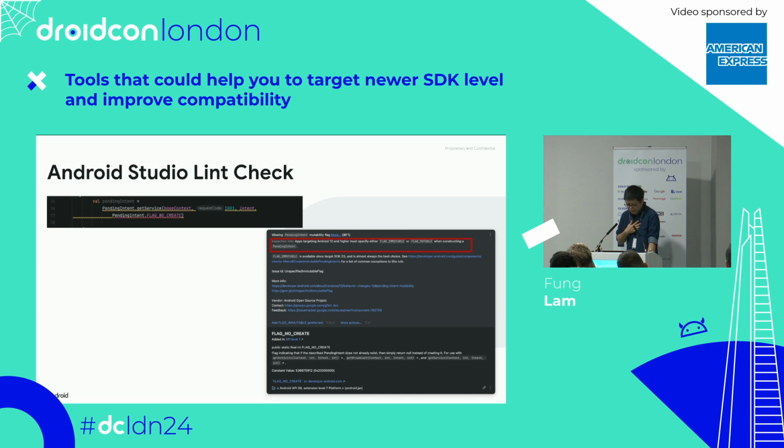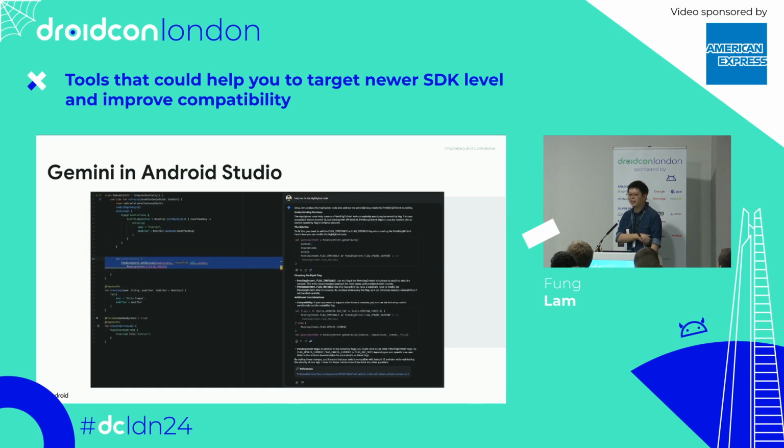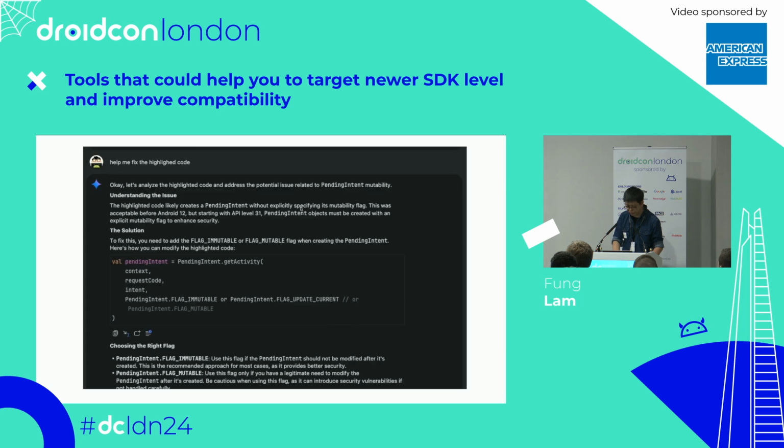But say I know I should make some change, but I don't know how to make it. Should I choose mutable or immutable? I just don't know, right? So there is also a new tool, which is Gen AI generation. We have Gemini in Android Studio. I could just highlight this piece of code, and since the resolution is not good, I actually copy and paste it to get a bigger version. Help me fix the highlighted code. And then it will tell you, oh, this code is using a pending intent. However, pending intent has some changes.